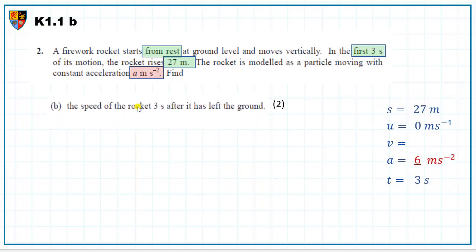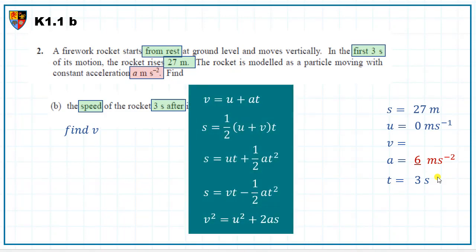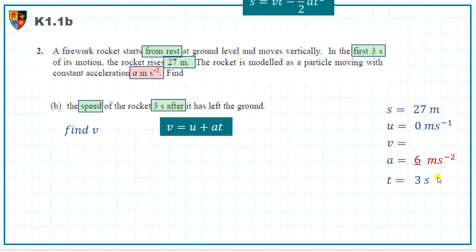Okay, moving on, part B. We're now told that we want to find the speed of the rocket 3 seconds after it left the ground. We have the acceleration from part A, so we know the acceleration is 6 meters per second squared. And if we want to find speed after 3 seconds, we want to find v. We want to find a final velocity. Considering the Suvat equations again, v equals u plus at will do the job perfectly here. So that's the equation we're going to substitute in.